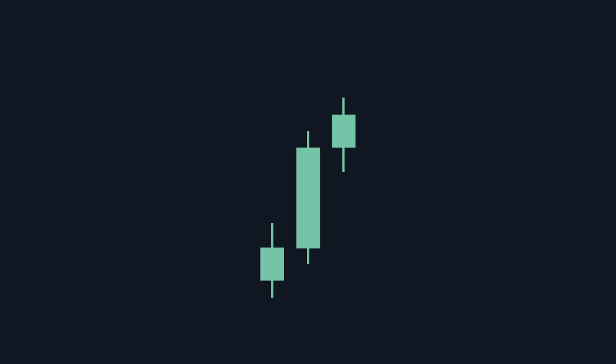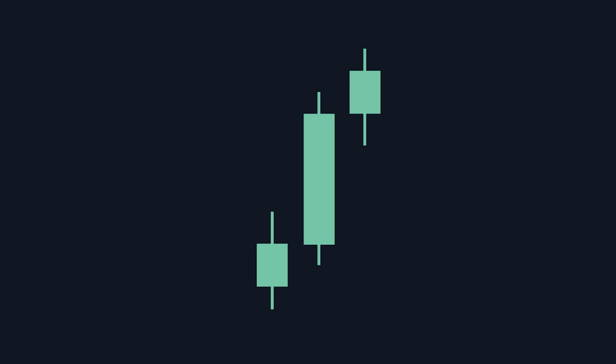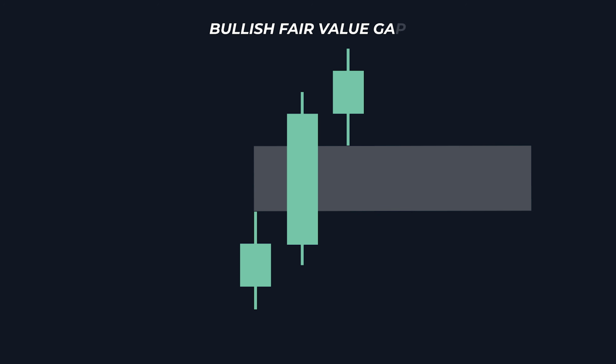Here, we have 3 strong green candles. If you look closely, there's a small space between the top of the first candle's wick and the bottom of the third candle's wick. This space is called a bullish fair value gap. This gap happens because the market moved up too quickly and not enough sellers were involved. The move was mostly made by buyers.